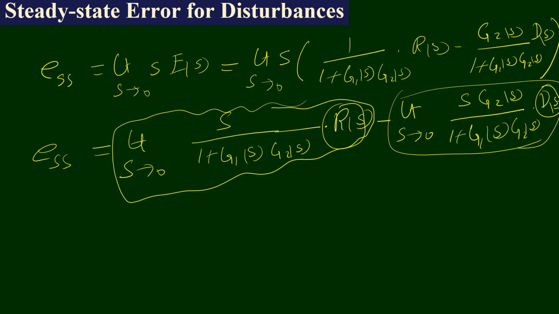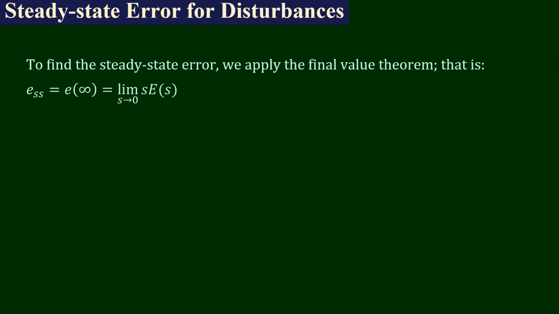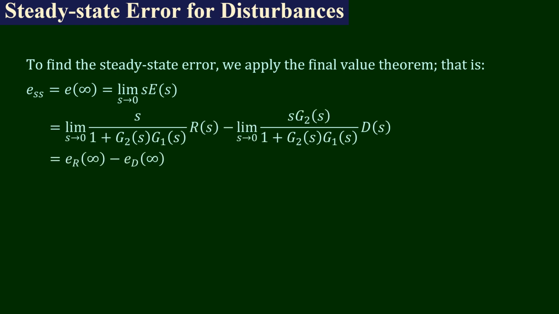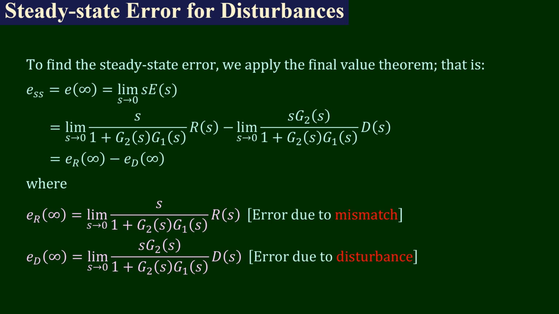Let's look through the typed version of this problem. So here we write like this. At the end, the first one is the steady state error due to R(s), and the second one is the steady state error due to the disturbance input. So here we can write these two equations.